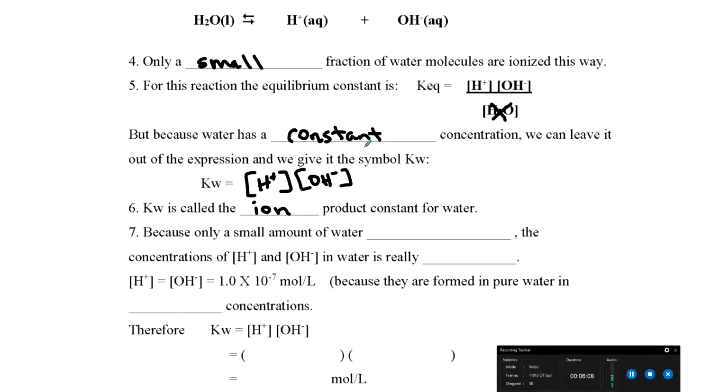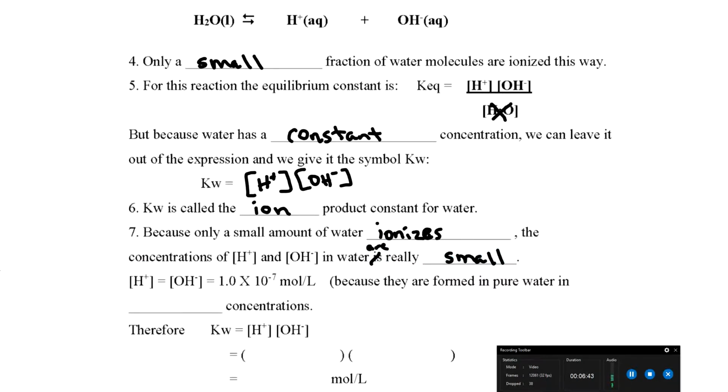So it's still an equilibrium constant, but it's specific to this ionization of water. Because only a small amount of water ionizes, it's not all completely ionizing. Just a small amount of it, the water molecules that have enough energy to collide in this way. The concentrations of the H plus and the OH minus ions in water are really small.